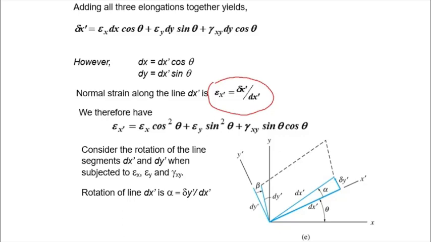Now considering the rotation of line segments dx prime and dy prime. If the lines dx prime and dy prime both rotate inwards, such that the final shape is the rhombus there, it goes in by del y prime on that side. So we have an angle there, let's say alpha. We say the rotation of line dx prime is given by alpha, and alpha is equal to del y prime over dx prime.